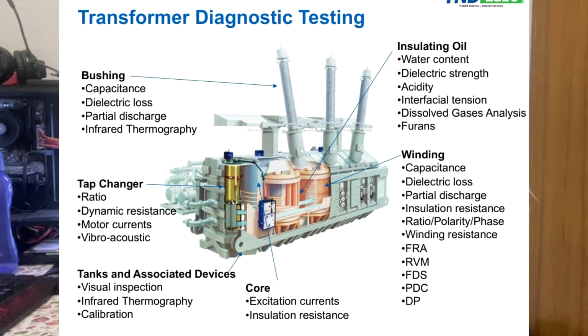Move to the next one, insulating oil. The water content, dielectric strength, acidity, interfacial tension, dissolved gases analysis, and furans are included in this testing. And move to winding: capacitance, dielectric loss, partial discharge, insulation resistance, ratio, polarity, phase, winding resistance, FRA, RVM, FDS, PDC, and UP are testing in winding. Next one is core, the excitation currents and insulation resistance.